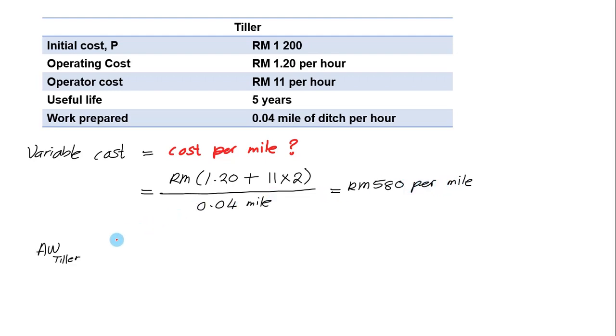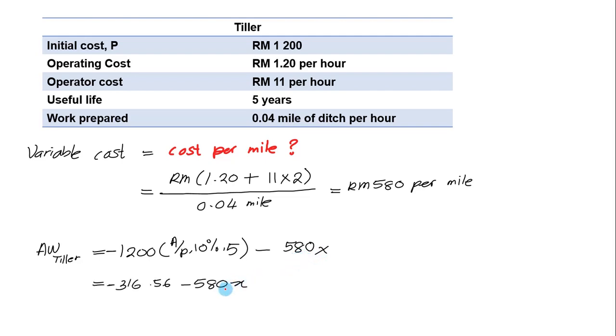Now we can calculate the annual worth of the tiller alternative, right? So the first cost is 1200 and we have to convert this present value into annual worth. So we multiply with the factor of A given P, okay, 10% and N equals 5 because the useful life is 5 years, because this is the only fixed cost actually for the tiller. So we're going to add the annual variable cost, which is 580 ringgit, the cost per mile, multiplied by the number of miles per year, okay.